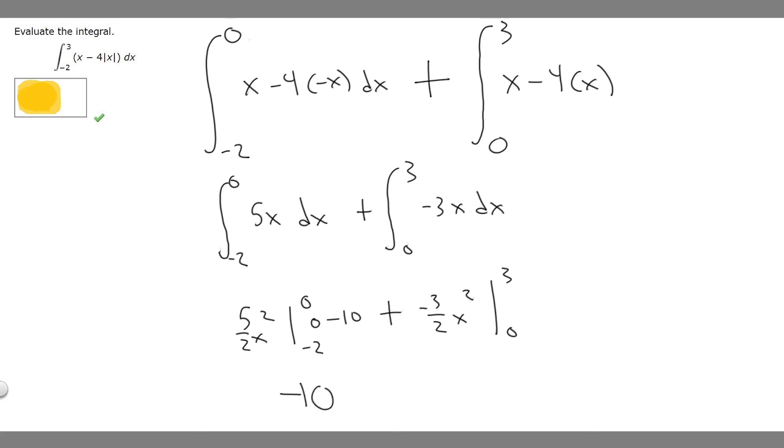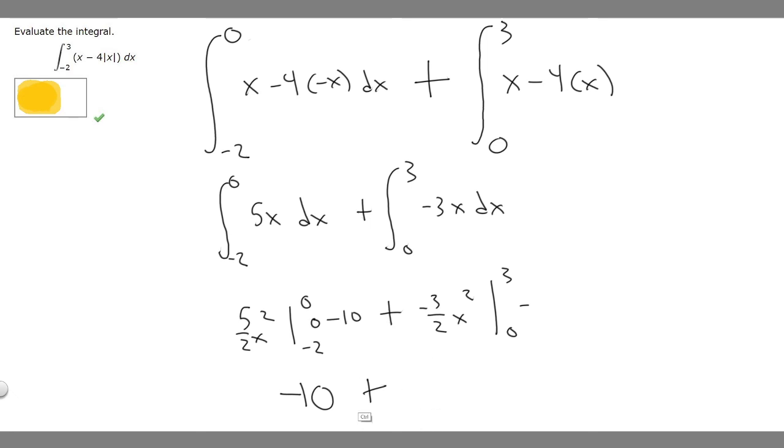So we have minus 10 right here, plus this one evaluated. If we plug in 3, 3 squared is 9. And then we're multiplying it by minus 3 over 2, which will become, well, 3 times 9 is 27, so minus 27 over 2. Then we're subtracting whatever it is at 0. Plugging in 0, 0 squared is 0, times minus 3 over 2 gives us 0. So it's just minus 27 over 2. So it's minus 10 plus minus 27 over 2.